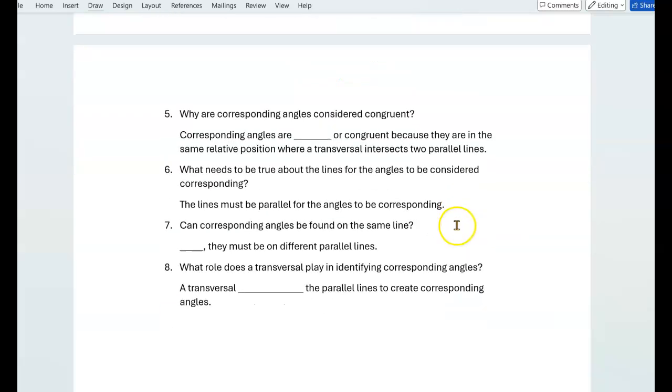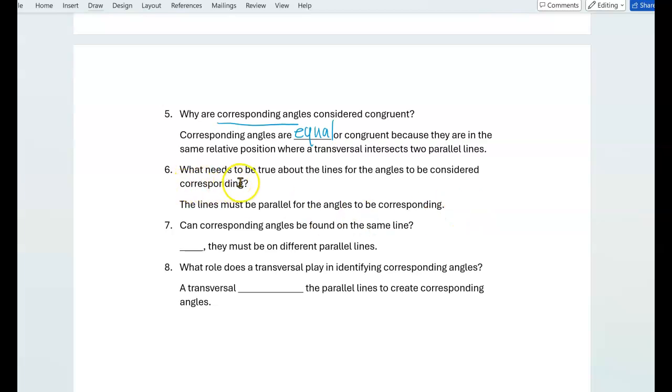Okay, number 5. Why are corresponding angles considered congruent? Corresponding angles are blank or congruent. Of course. Yes. You're going to write equal. Equal or congruent because they are in the same relative position where a transversal intersects two parallel lines. How are we doing so far? I hope we are understanding corresponding angles a little better.